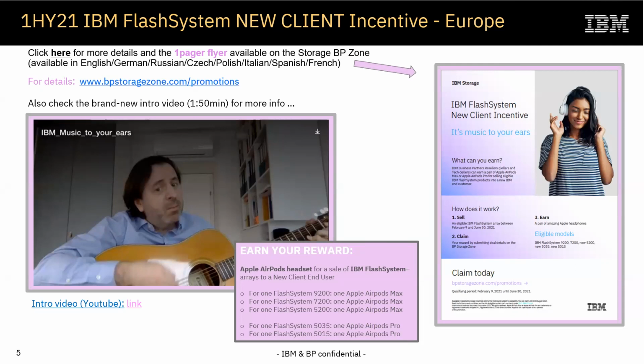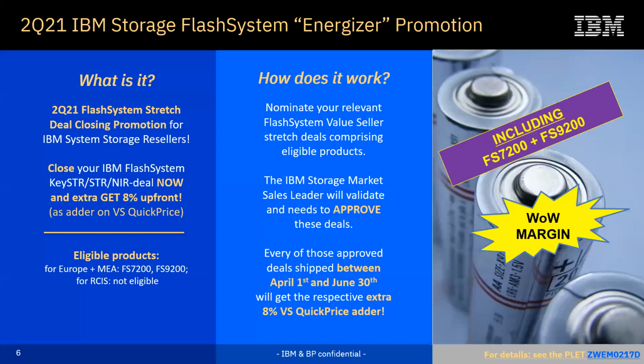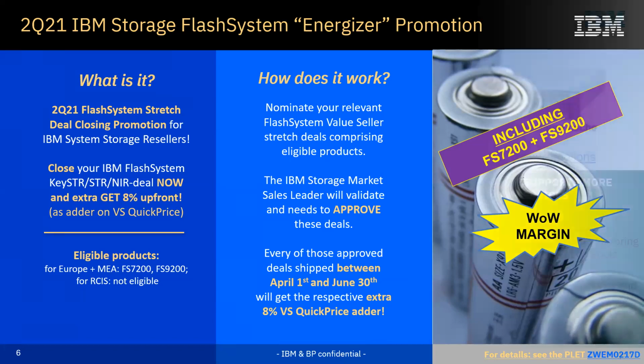Energizer programs. So we did have the Energizer program last quarter that did include FS 5000. But as you can see, I think we are very competitive as it is around FS 15, FS 35, and FS 5200. We do have the Energizer program though for the 7200 and the 9200 this quarter. So if you've got any deals around there that are in stretch, we can give you an extra 8% upfront. Okay, so you can either pass that on to the customer or add a bit of extra margin. So the Energizer program is up and running for 7200 and 9200s this quarter.